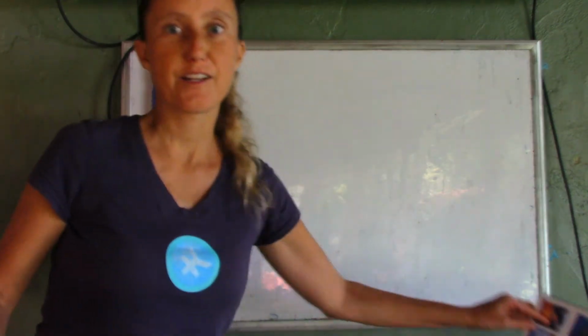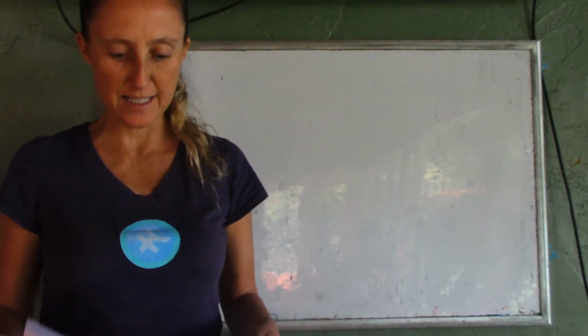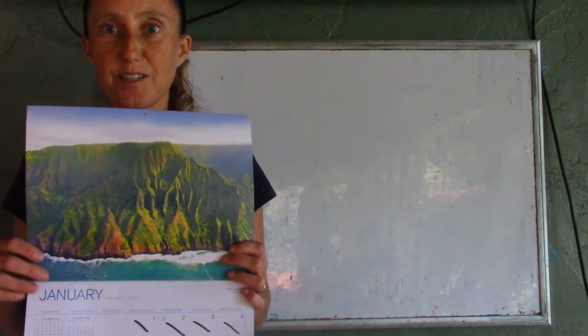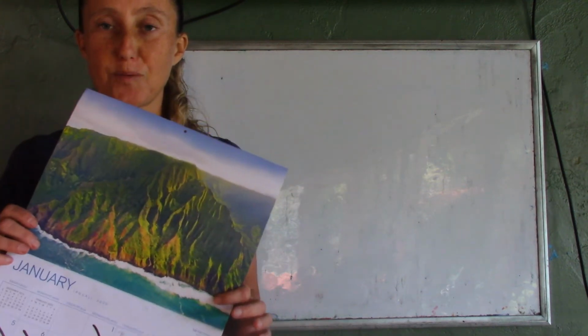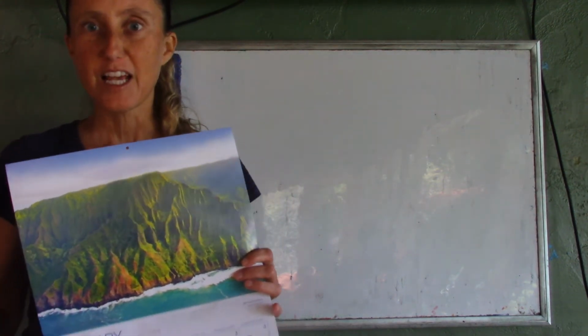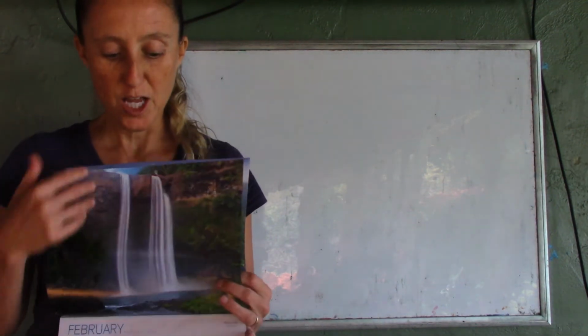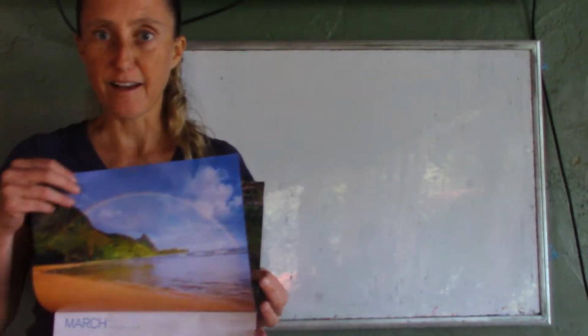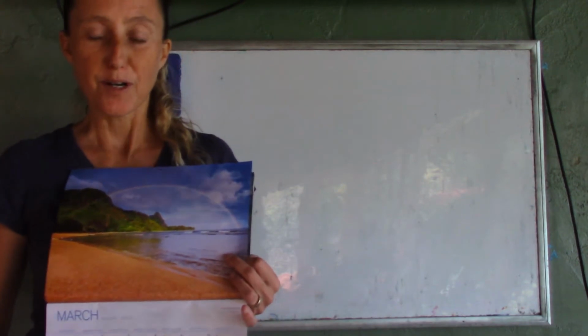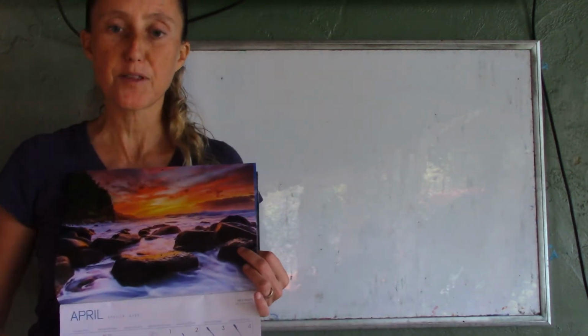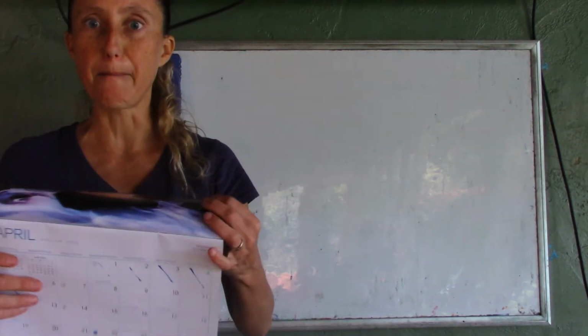So, I know you might not have your calendars, but if you have one, we can do the months of the year. The 12 months of the year are January, February, March, April, May, June, July, August, September, October, November, December. Those are the months of the year.